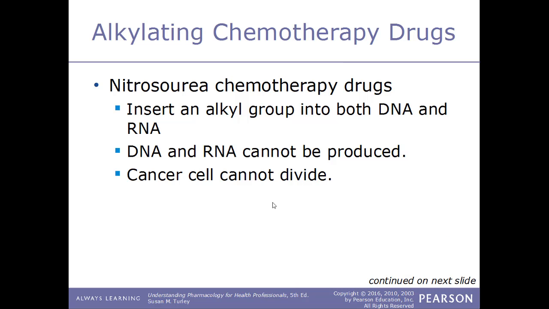Another kind of alkylating chemotherapy drugs are the nitrosourea chemotherapy drugs. And these act by inserting an alkyl group into both the DNA and also the RNA. And when this happens, neither the DNA or RNA can be produced, and therefore the cancer cells can't divide.